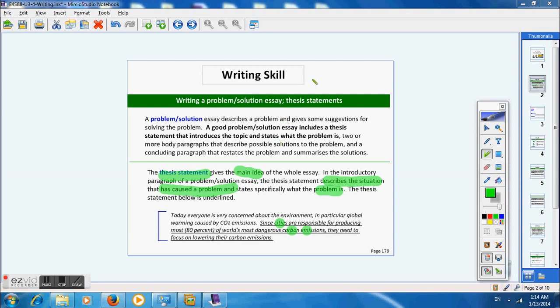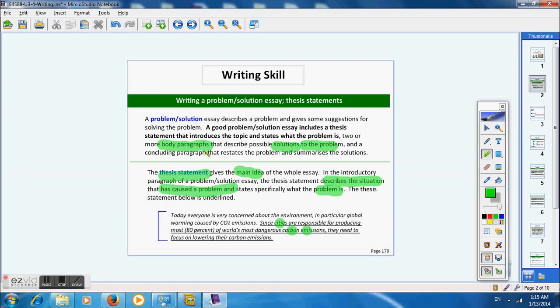Okay, let's review the structure in writing. Here, the first paragraph talks about the thesis statement, yes, and we talk about the body part. Here, the body paragraphs cite the solution to the problem. Okay, so you can have 2 or 3 body paragraphs. It depends. If you have 3 solutions, then you can write up to 3 paragraphs. If you only have 2 solutions, then you can just stick to 2 paragraphs.